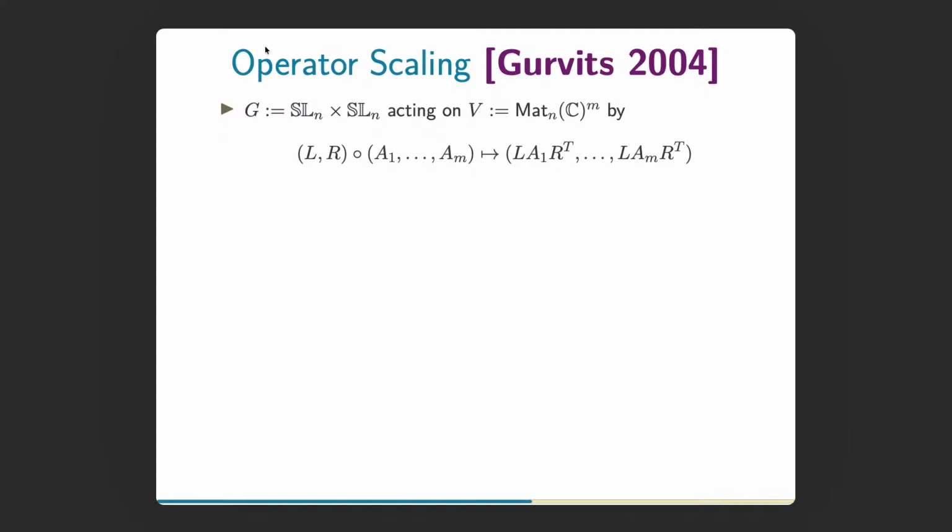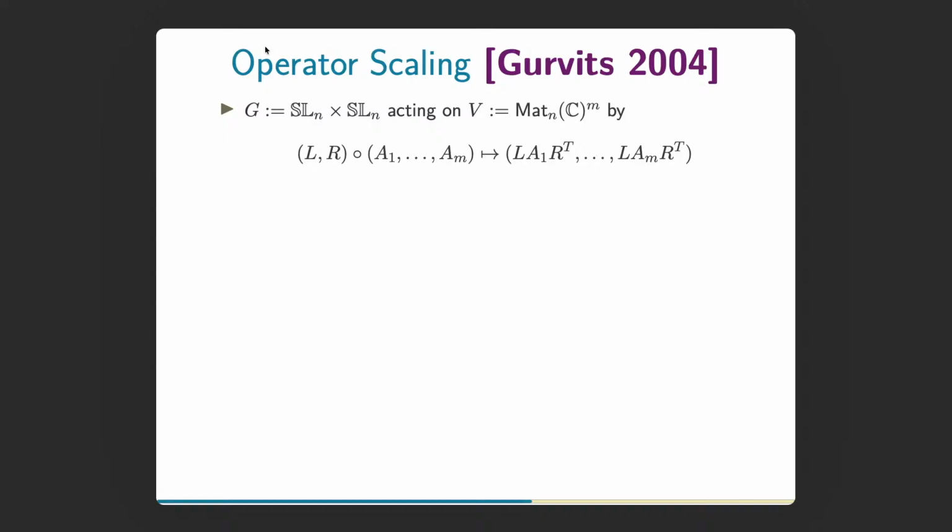But essentially the action is going to be: I have two SL_n's, so two matrices with determinant 1, and they're going to act on a tuple of matrices. If you know a little bit about quantum information, these are going to be the Kraus operators of the Kraus representation of your quantum channel.